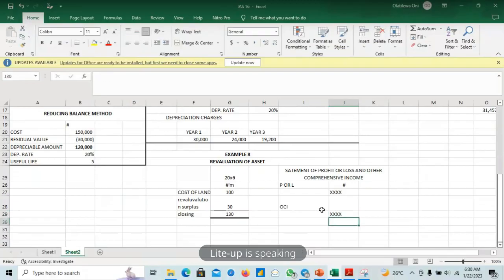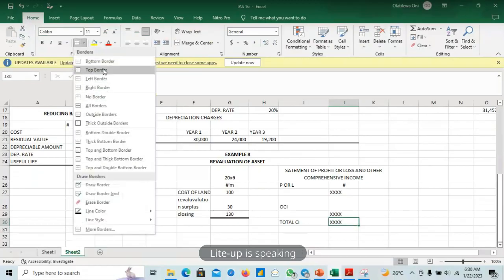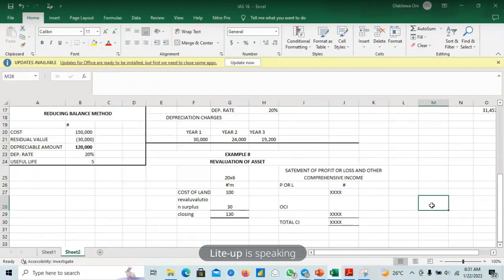And so when we have it like that, then what we're going to be having is total comprehensive income. That is total CI. Total CI will be here, which is going to be the addition of these two. The addition of these two is going to be the total comprehensive income. That is the formula. That is the format for this financial statement called the statement of income, profit or loss, or other comprehensive income.